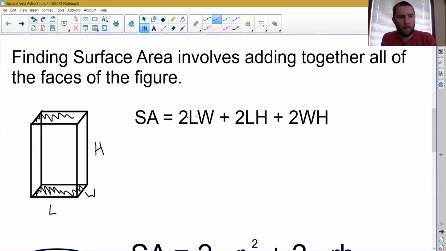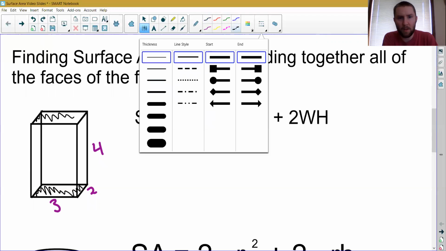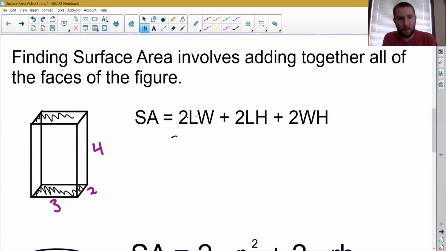For example, if we knew that the length was, let's say, 3, and the width is 2, and the height is 4. Okay, if those are our dimensions, we can find the surface area of this prism by plugging in these values. So I'd have 2 times 3 times 2 plus 2 times 3 times 4 plus 2 times 2 times 4.